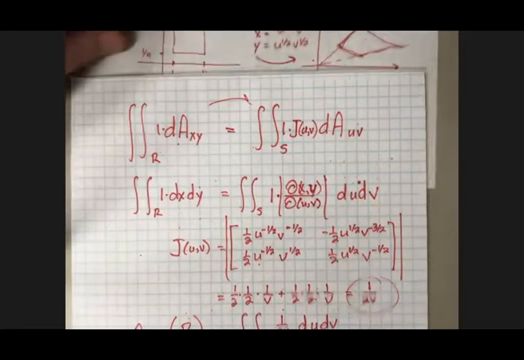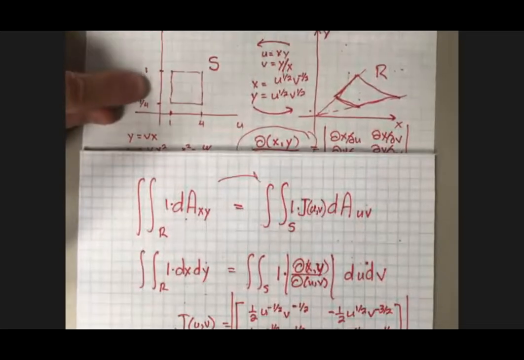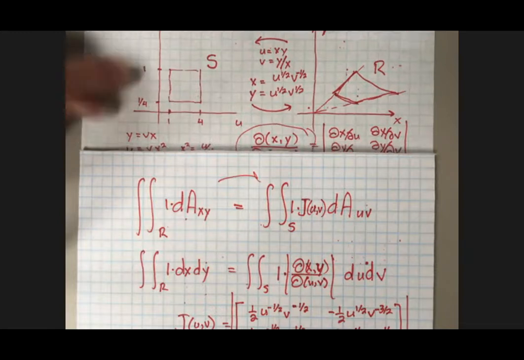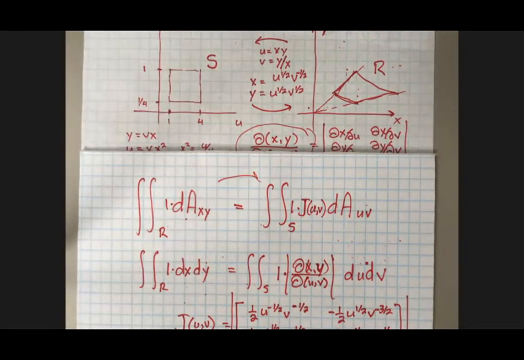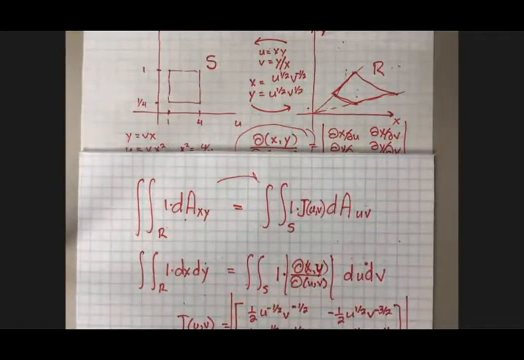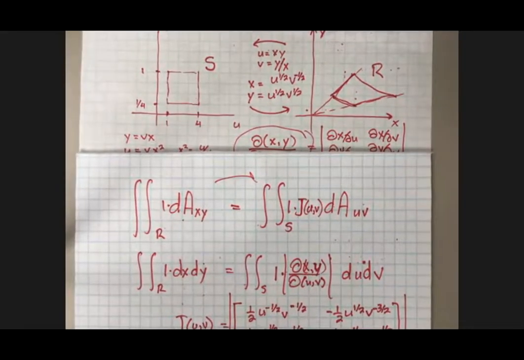Now I have to set the U and V limits according to this picture, but that's very direct because I have the constant limits. Let's set the V limits from 1/4 to 1. Let's set the U limits from 1 to 4. And let's integrate 1/2, 1 over V, du dv.